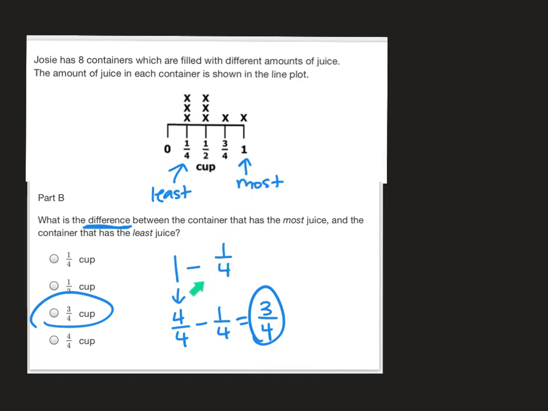So 1 minus 1/4. I know I can change 1 whole to represent 4/4 so that it has a common denominator. And then I just subtract the numerators. So 4/4 minus 1/4 leaves me with 3/4 for my answer.